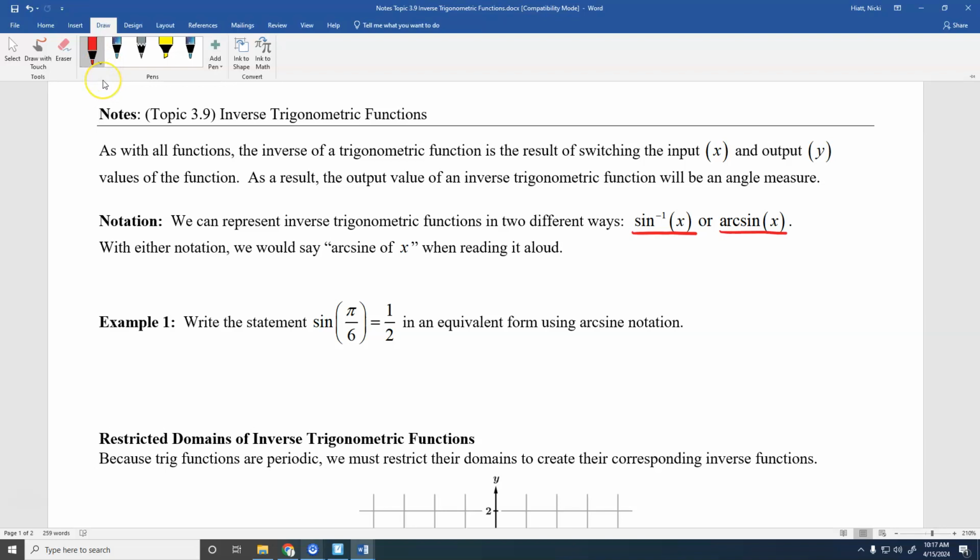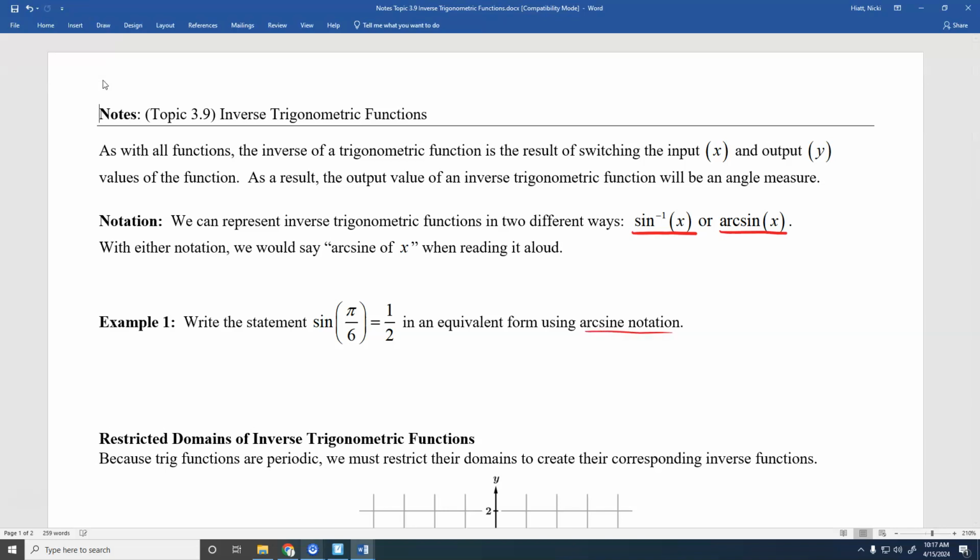For this, if I want to get rid of sine, I have to do the inverse of sine. Much like if I had a log and I wanted to get rid of a log, I'd have to do an exponential because that's the inverse of that function. So when we want to get rid of a sine, we need to do the inverse sine. They're telling us to use arc sine notation here. You can choose which one you prefer.